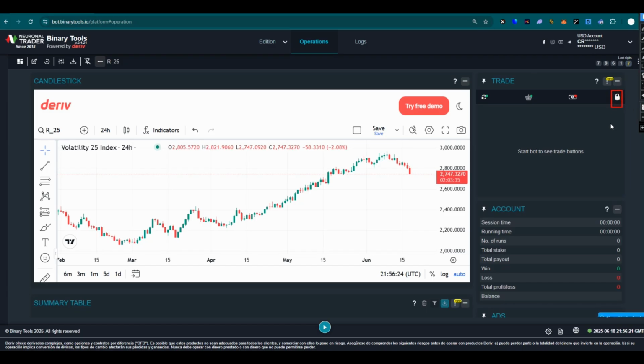If you lock this, it means it will not allow you to trade anything here. You need to unlock it so that you can trade. This is really important. Also, we have this block here, this icon here.